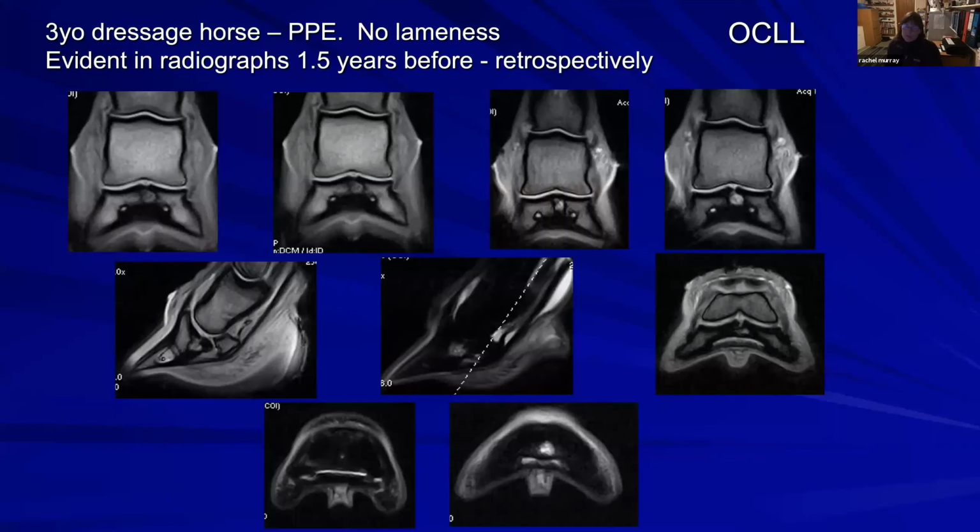Just an osteocyst-like lesion, just to show some follow-up on this. This was a 3-year-old dressage horse. This was seen on a pre-purchase examination. The horse had no lameness. It was evident in radiographs from 1.5 years before, retrospectively.